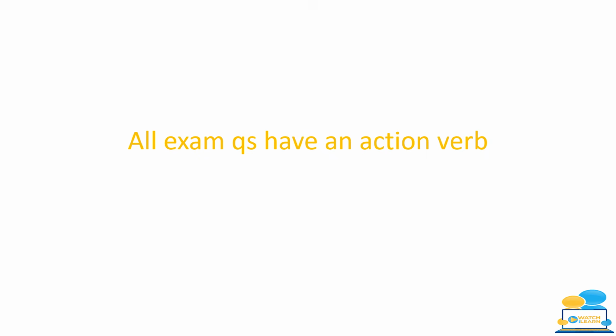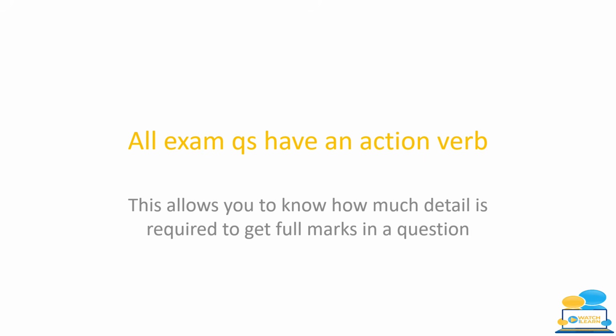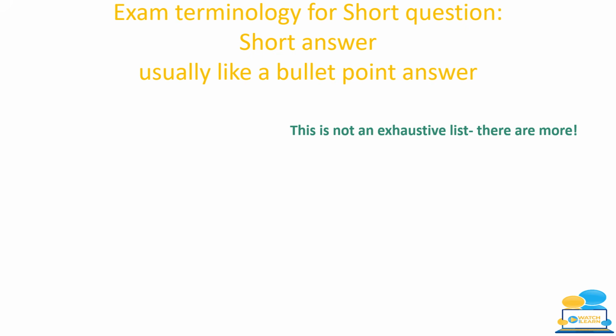So all questions have an action verb, but what exactly does this mean? Essentially, this is the exam paper's way of telling you how much detail is required to get full marks in a question. So at junior cycle, the SEC don't provide the amount of marks on the paper. They don't tell you whether a question is worth 8 marks or 12 marks. You just have to be able to, based on the action verb, determine how much it's worth and how much you're going to need to write.